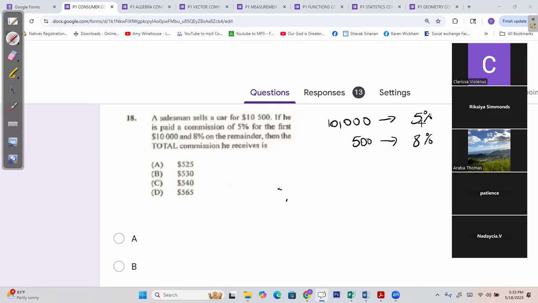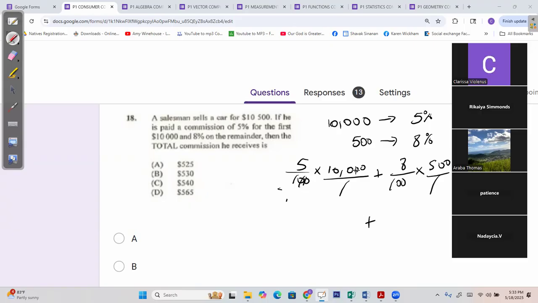So what we have to do then is find 5% of this and then 8% of that. So let's go. 5 over 100 times 10,000 over 1. This is easy numbers. Why is this easy numbers? There are a lot of zeros to cancel, right? And then plus the 8 over 100 times the 500 over 1. So let's see how much that is going to give us.